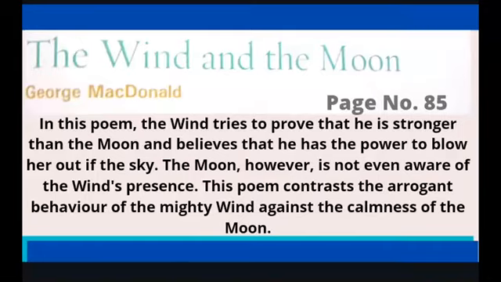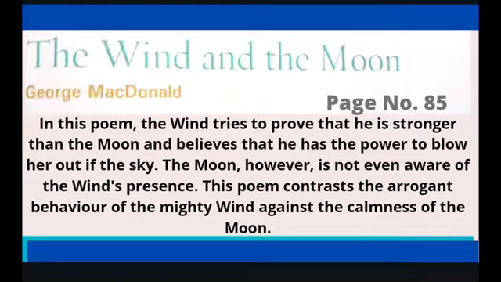This particular poem, The Wind and the Moon, is on page 85 of your textbook. So please open your textbook to page 85. Okay, now a brief introduction of this poem. The two main characters of this particular poem are the wind and the moon.